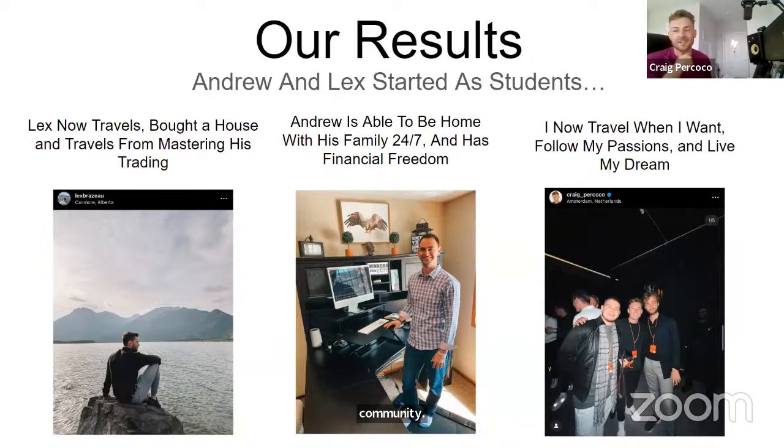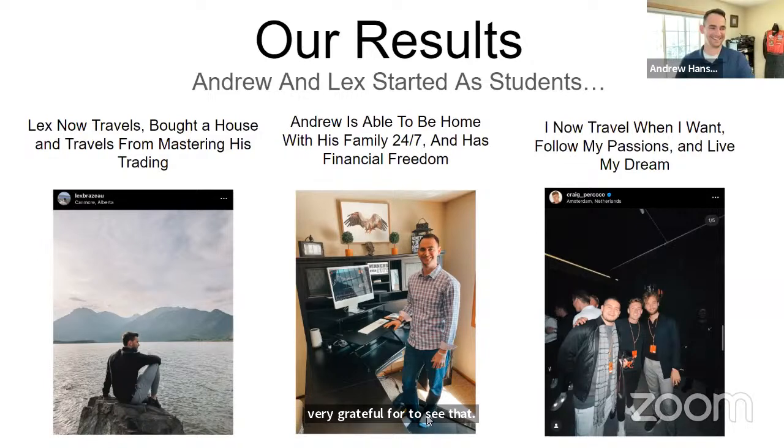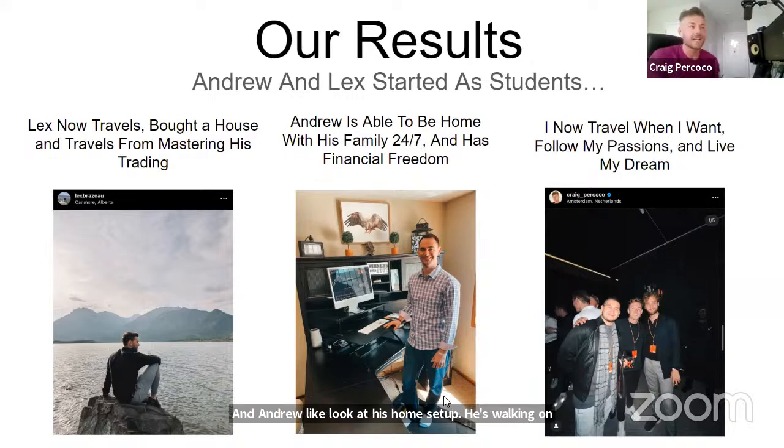He's probably, I don't know when he's going to pop the question, but that's probably coming up soon. But he's living a really awesome life, and I'm very grateful to see that. And Andrew, look at his home setup. He's walking on his treadmill, right? He has the standing treadmill at his desk. But he's able to spend time with his family and just lock in on what he loves.